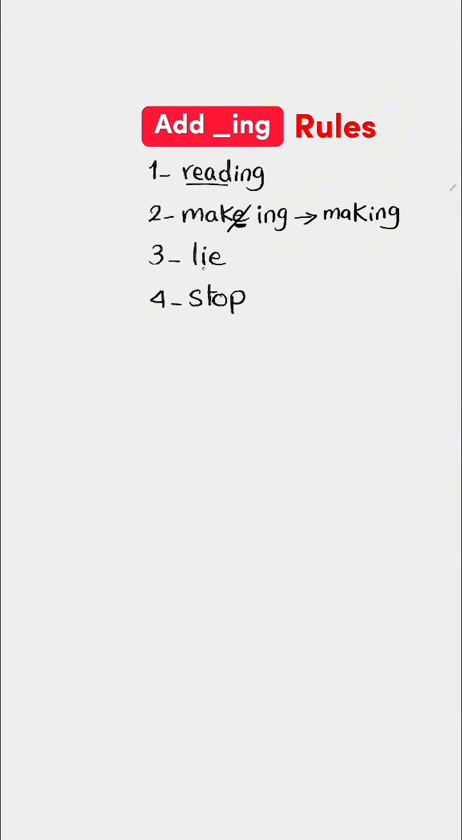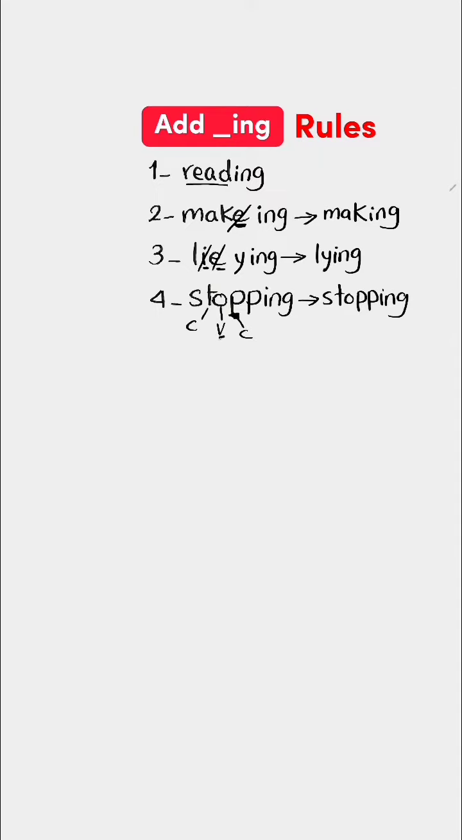But if the verb ends in ie, just remove the ie and add -ing. Lie, lying. If the verb ends in a CVC, consonant, vowel, consonant, double the last letter, p-p, and add -ing. Stopping.